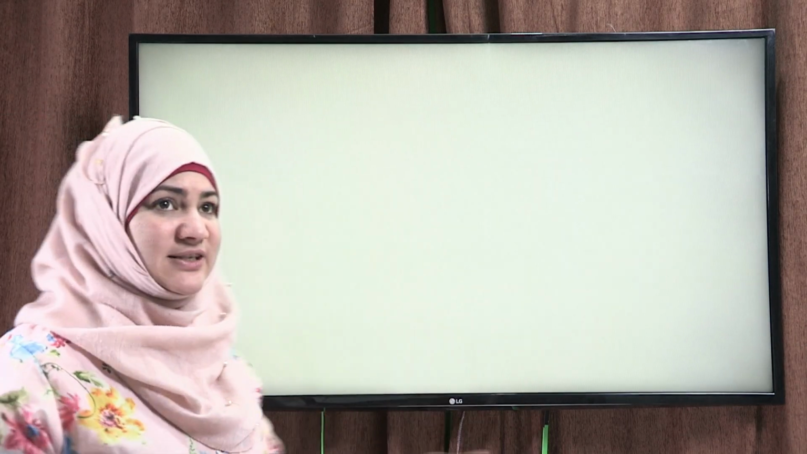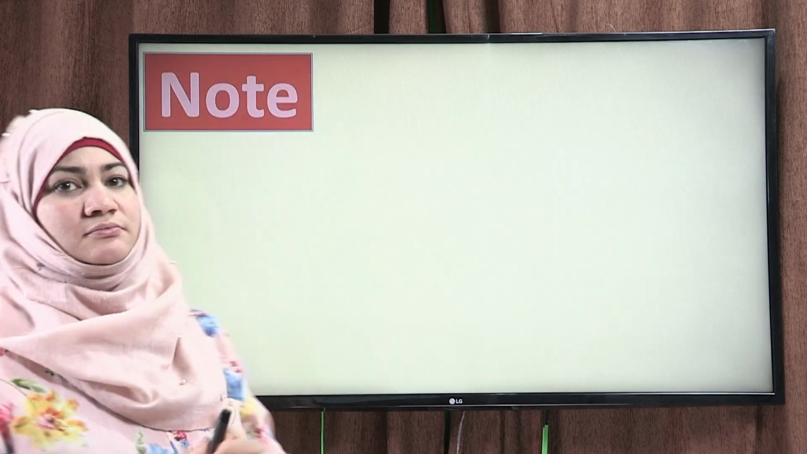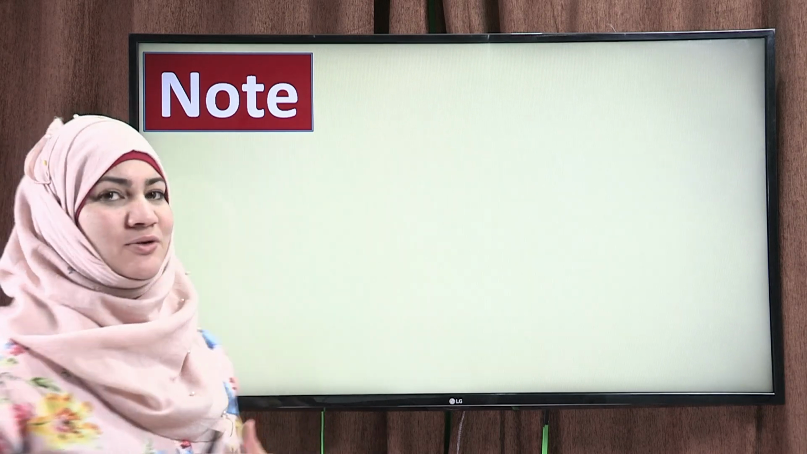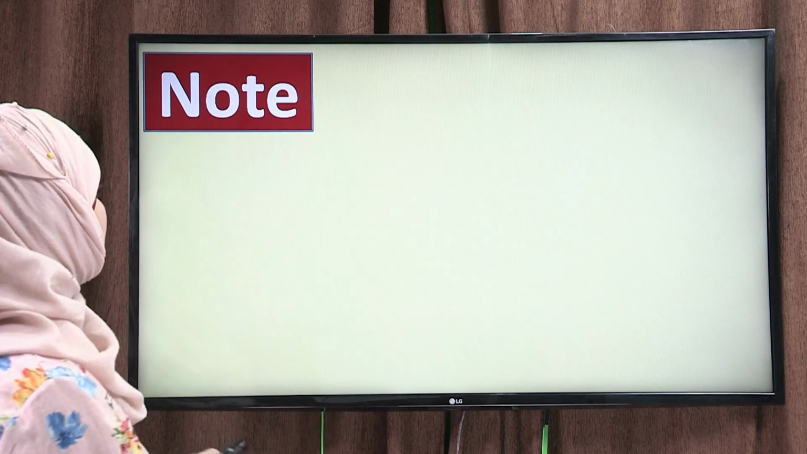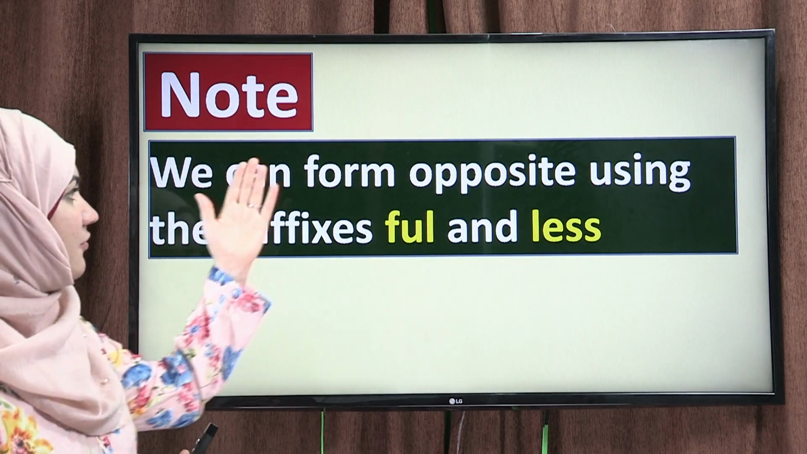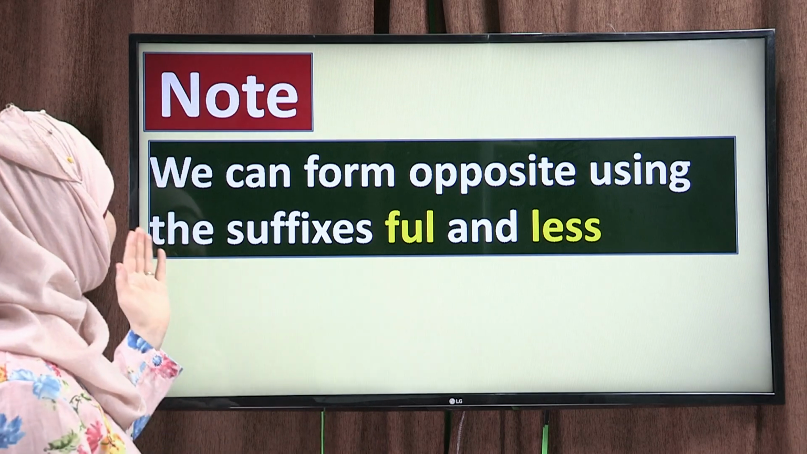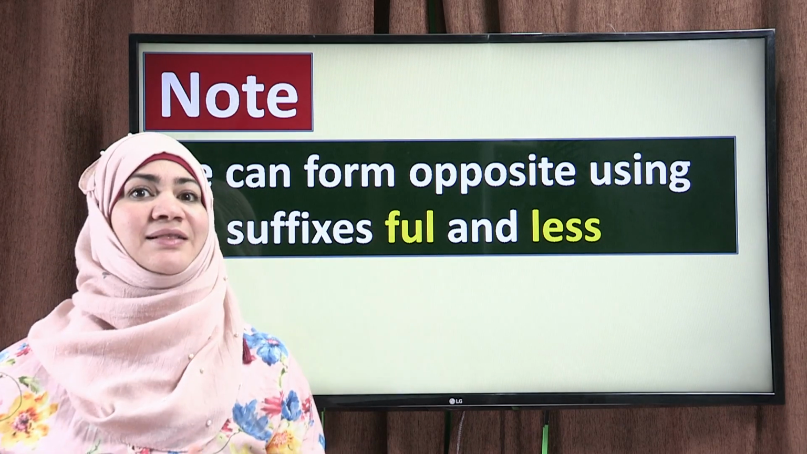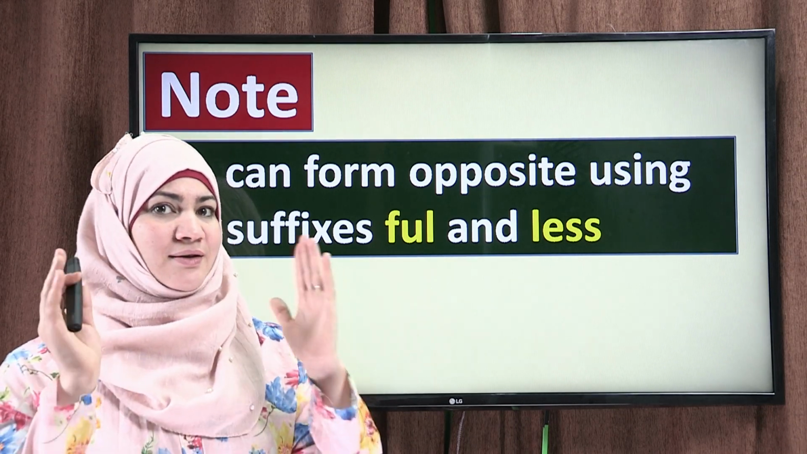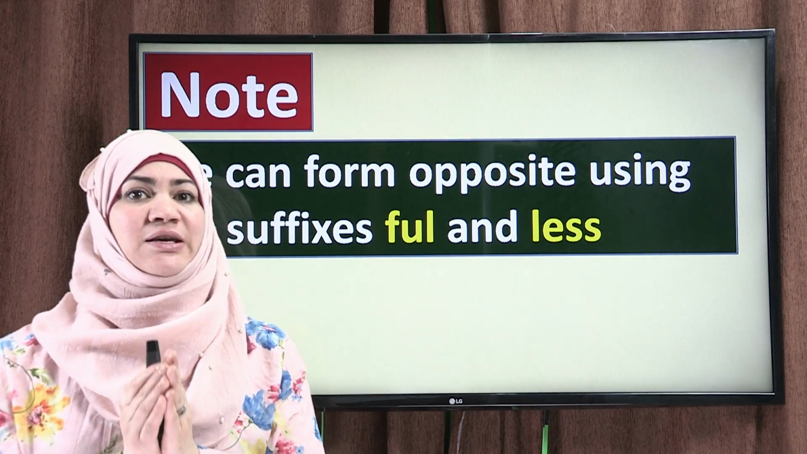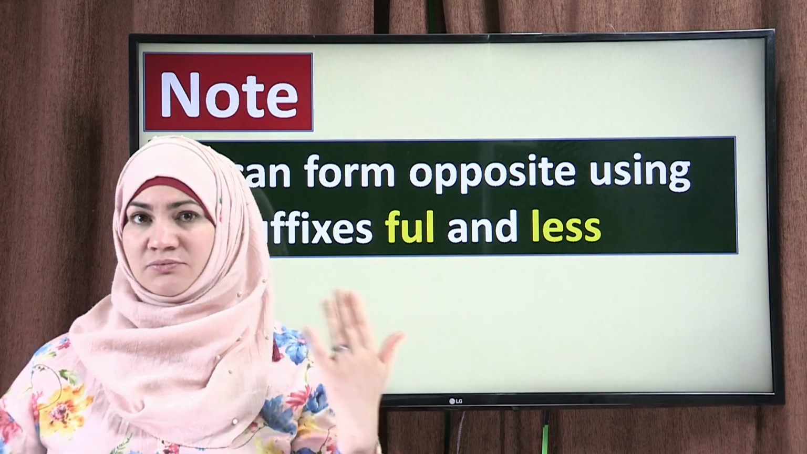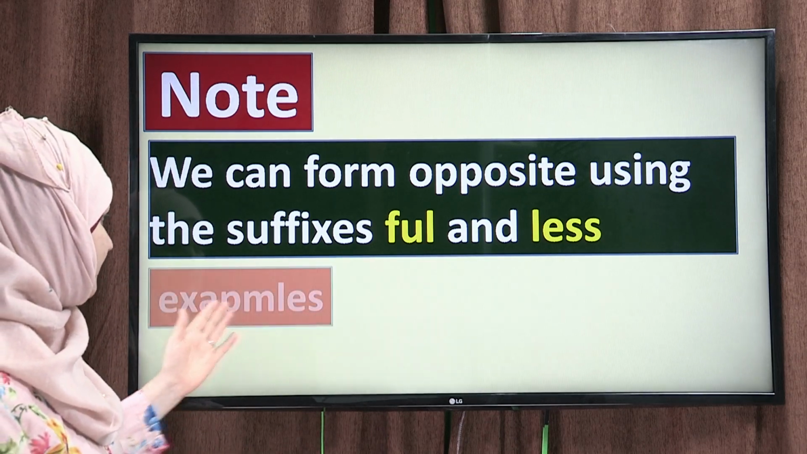Let's see together the next point, which is the notes. We will read some notes about forming adjectives. What do we have? We can form opposites using the suffixes full and less. Yes, this is a note: we can form two opposite adjectives using the suffixes full and less. We will see together an example here.